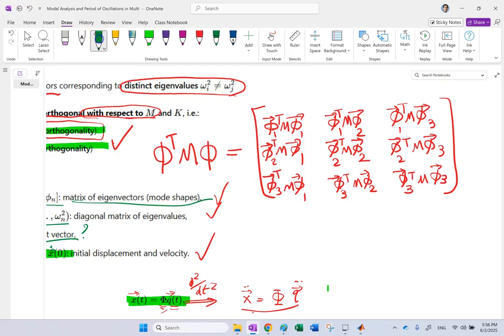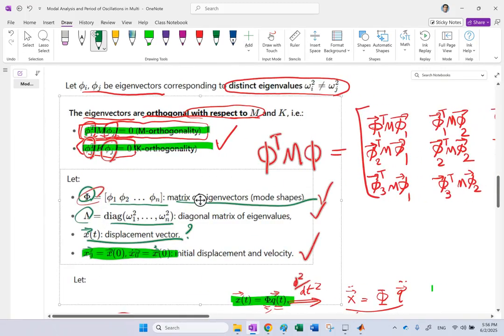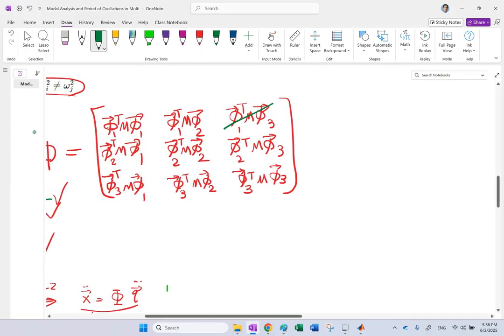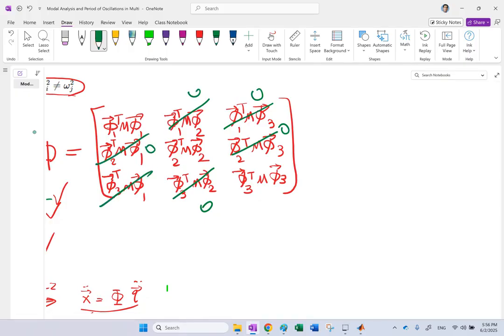So what would you get? Well, guess what? All of these off diagonals, based on this property that we just looked at, are all going to be 0. So what you will get is 0, 0, 0, 0, 0, 0. The diagonal ones are not going to be 0.